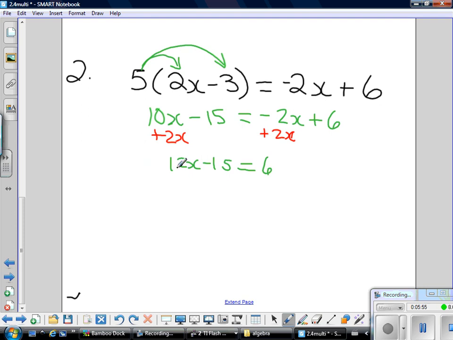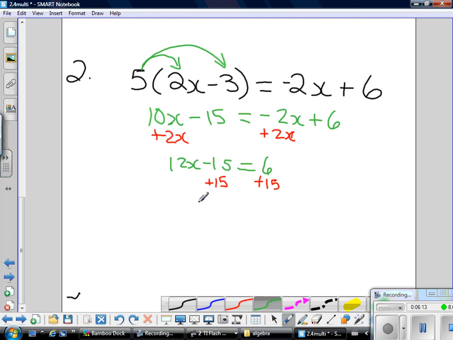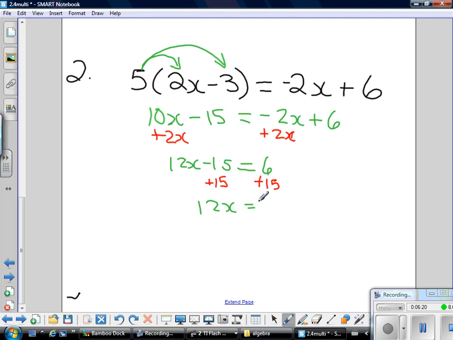So now I have all my variables to my left side, so now I want to get rid of the negative 15. Opposite of negative 15 is positive 15, so I'm going to add 15 to both sides. When I do that, I end up with a 12x, and it's going to equal 21.